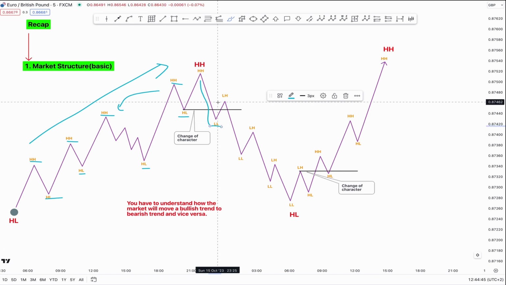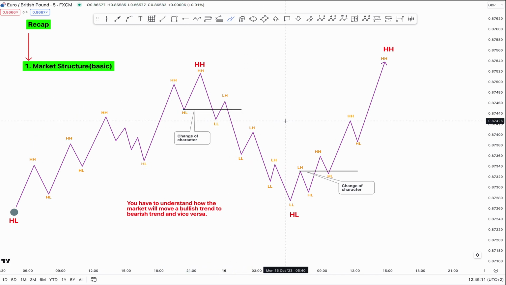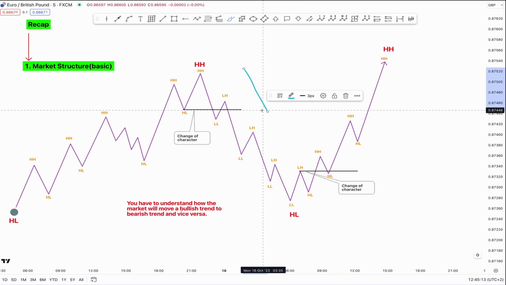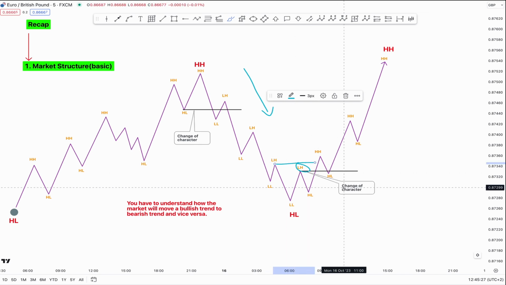From here we can see clearly that after we have broken down this last higher low, the market started to push to the downside. And then to understand how the market will change from being bearish to bullish is the same scenario. You have to wait for the market to break the last lower high, which is this one. We can see that even in here, the market didn't break. This is where you see a change of character.